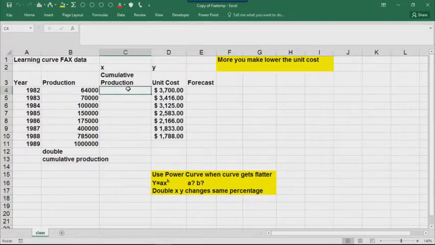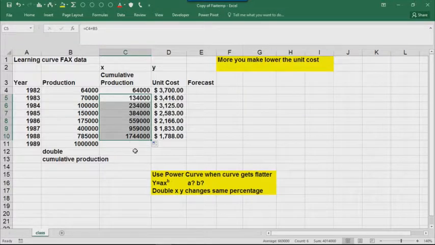So first, let's get the cumulative production. For the first year, it's what we made so far. For the second year, it's what we made through the last year plus the current year. So we drag that down. We now have cumulative production. And our last year of data, we made 1,744,000 up to that point.